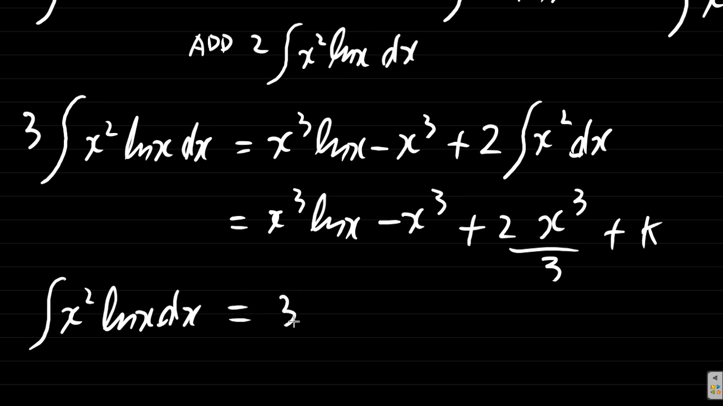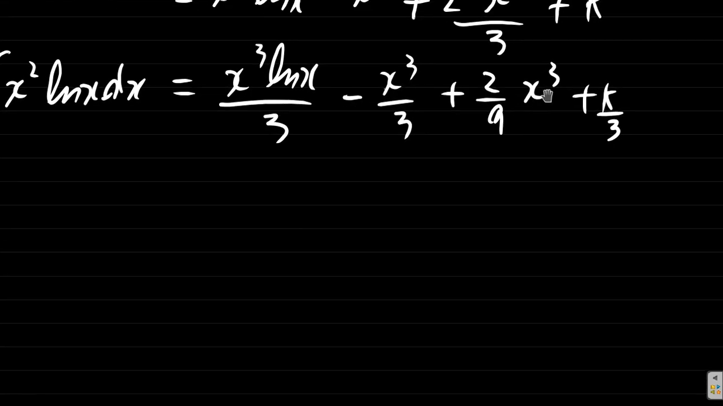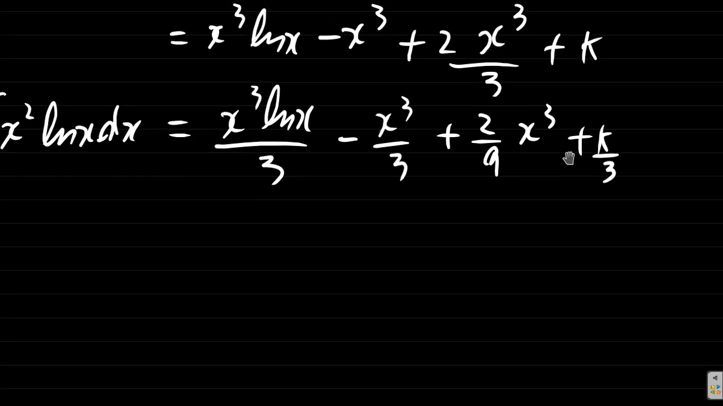Now, this would be x cubed ln x over 3 minus x cubed over 3 plus 2 over 9 x cubed plus k over 3. See that? We divided everything by 3. Remember, k is a constant, so k over 3 is another constant. All we need to do is change the letter, right?